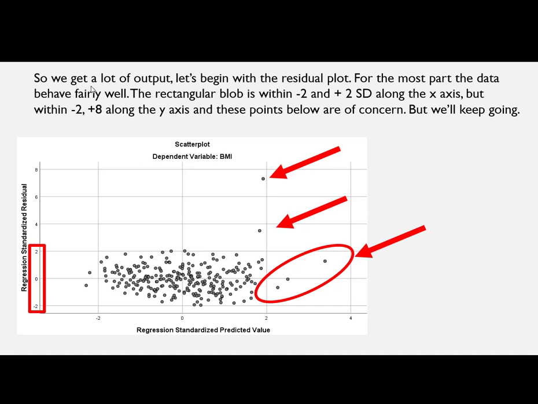Okay, so we get a lot of output, and let's begin with the residual plot. And so what we want to do is we want to make sure that we're within plus or minus 3, right? So you can see we have plus or minus 2 is where the bulk of these data points are. Here's about 3, here's about positive 3. We've got this guy, and this guy goes all the way up to 8, right? Most of it's within plus or minus 2. So yeah, we may have a few outliers, but it depends on Cook's D. So we'll just keep going.